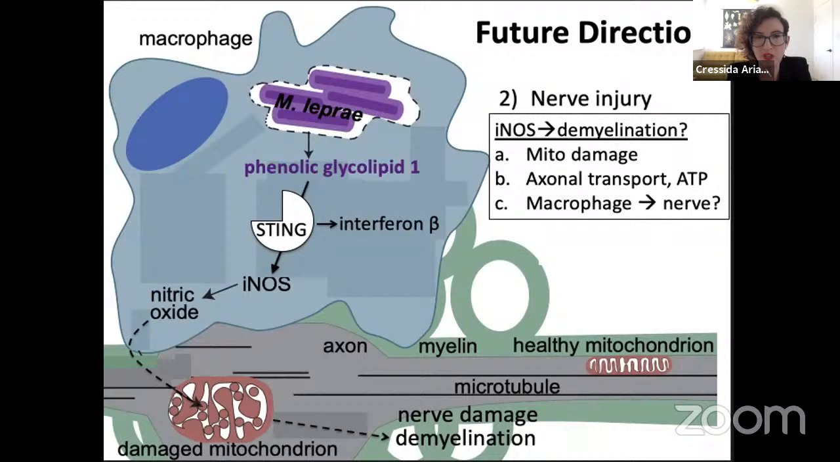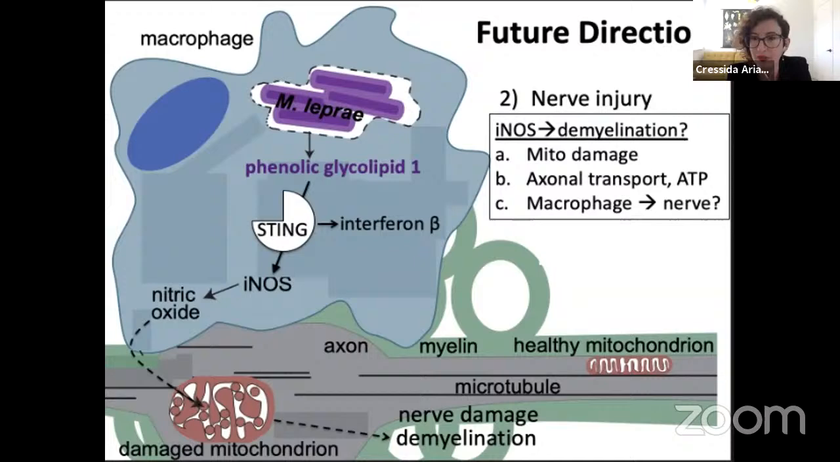We can do this in zebrafish by depleting macrophages, but we can also deplete components of the nervous system genetically. So we can, for example, remove all of the myelinating cells in zebrafish, and these animals are viable, at least as larvae. And so then we can specifically test the contribution of demyelination separate from axon mitochondrial injury.